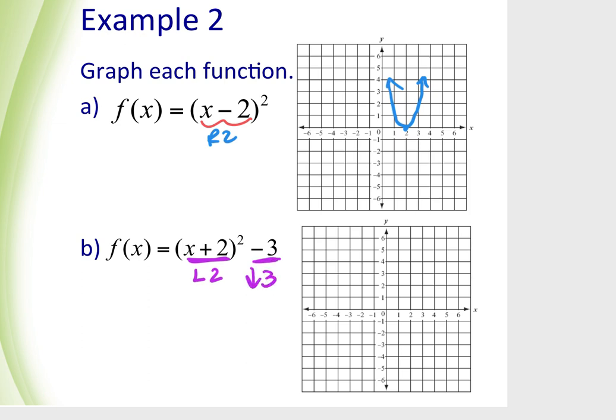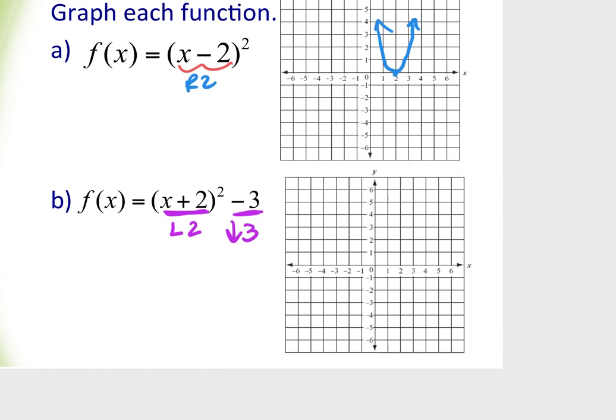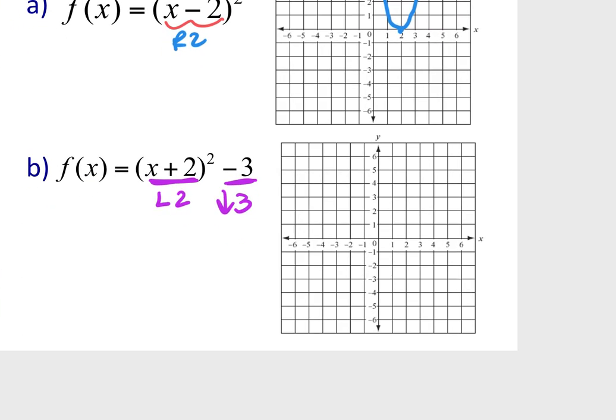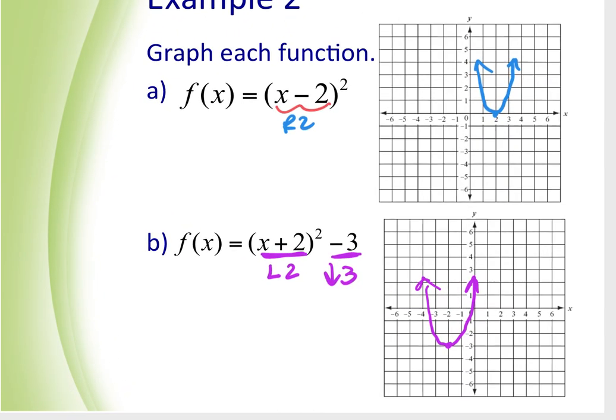Down 3. So it doesn't matter which one you do first. You can either go left and down or down and left. But I'm going left 2, down 3, and I'm drawing my parabola. So the only accurate point has to be the vertex so far. Questions so far?